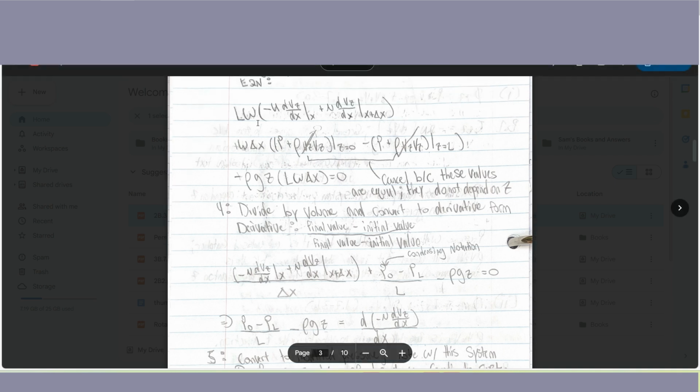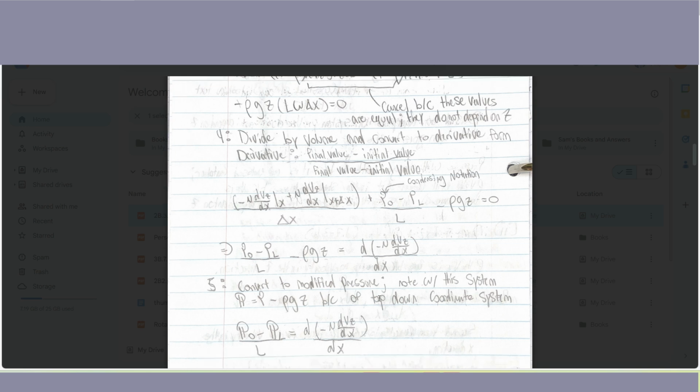So we're dividing by the volume, and you'll see X coordinates, and then there's the delta X in the denominator. The delta X has the X coordinates up top, so that's how you know you did it right. I just condensed the notation here. So P at X equals 0 minus P at X equals L. That's a common thing you'll see in the textbook. And then just minus rho GZ.